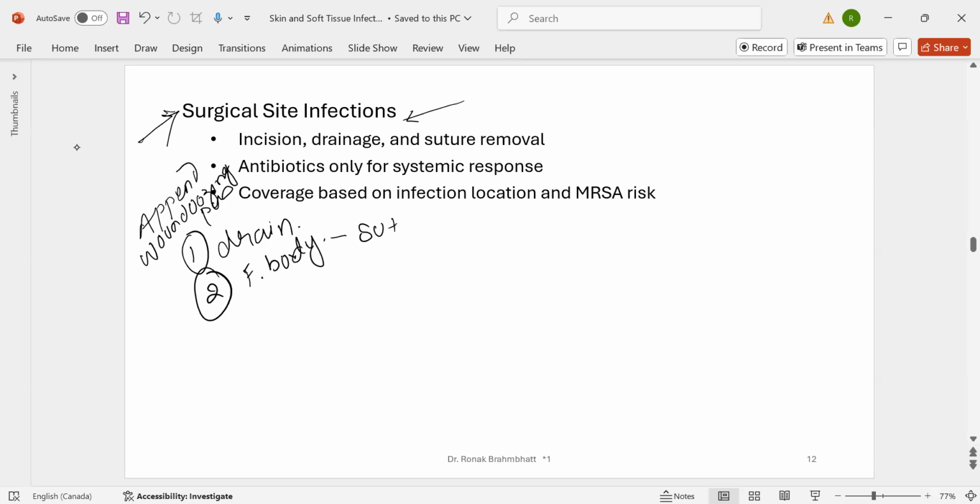What does a foreign body include? A suture. If there's suture material, if there is a drain or anything like that, we take it out. Why? Because that is going to harbor the bacteria. So these are our primary things that you get tested on.